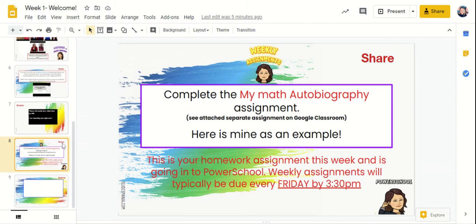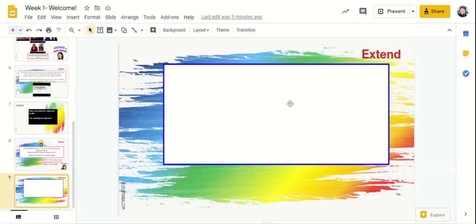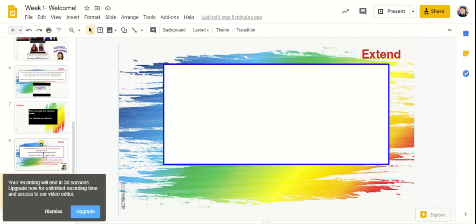So again, this is the orientation week. When we're delving into math topics, it will look a little bit different. I've left this blank here, quite honestly, because I haven't decided what to put here. But extend is usually extra practice, something a little bit more challenging, perhaps. And there'll usually be one or two extend slides after you've completed this.